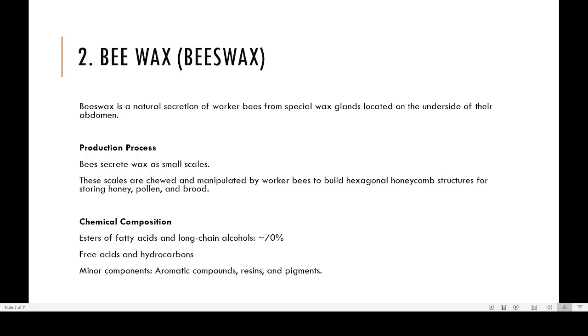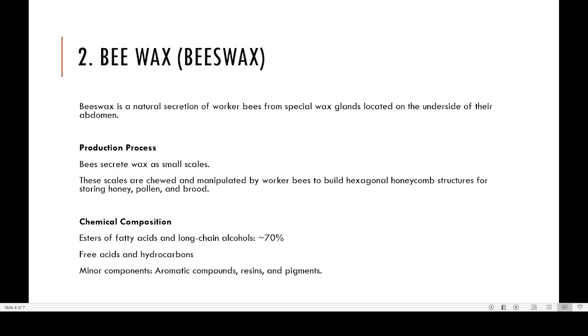See, if you look at the honeybee, they have special glands below. You can see that these are the glands which are producing the wax, and this wax will be used mainly for building the comb.